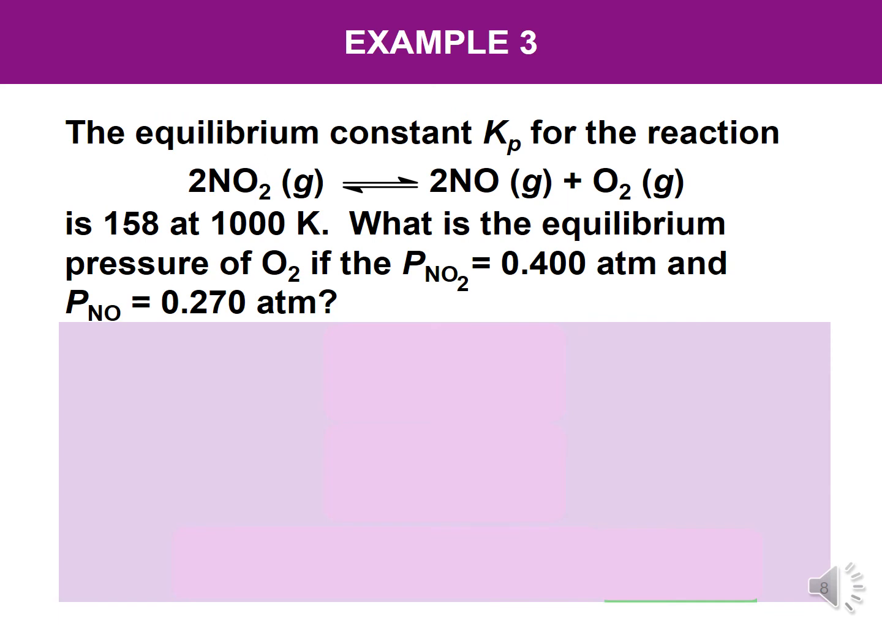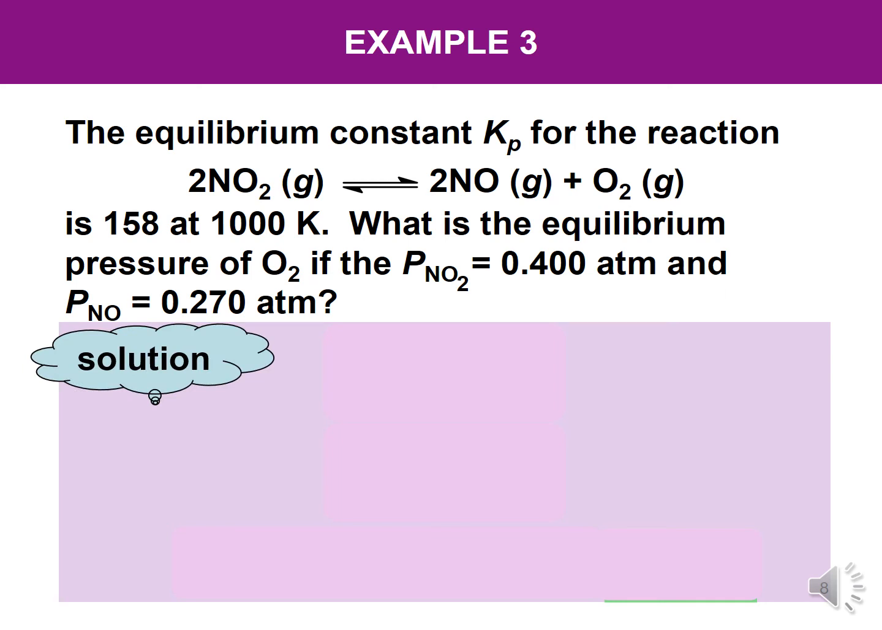Next, example 3. The equilibrium constant Kp for the reaction of 2 moles of nitrogen dioxide decomposing to form 2 moles of nitrogen monoxide and 1 mole of oxygen is 158 at 1000 Kelvin. What is the equilibrium pressure of oxygen if the partial pressure of nitrogen dioxide is 0.400 atm and partial pressure of nitrogen monoxide is 0.270 atm?